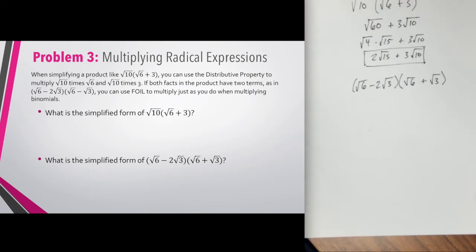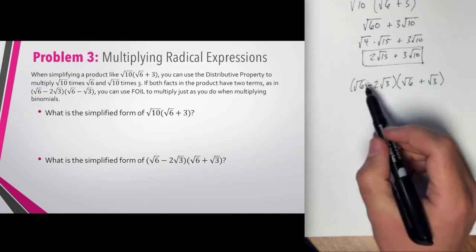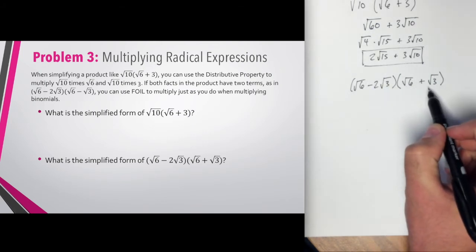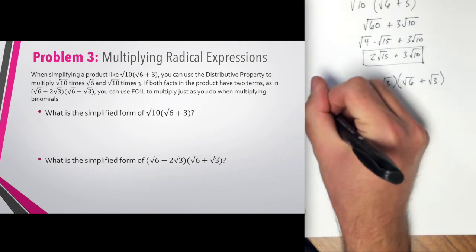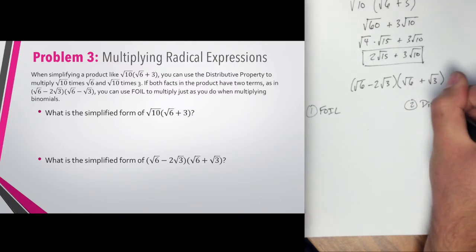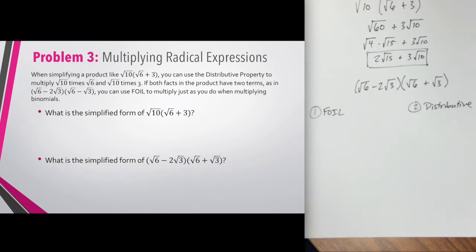Just as you did in chapter 8, I believe, we did FOIL. You can do this as a FOIL, so you can do first, outer, inner, last, or you can use the distributive property. So I'm going to show you both. This is FOIL, and then I'm going to show you distributive. And you can really do whatever you want to. You can do either method.